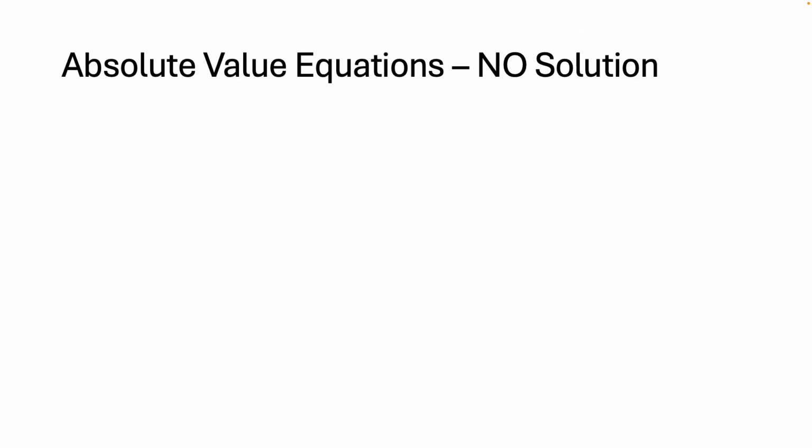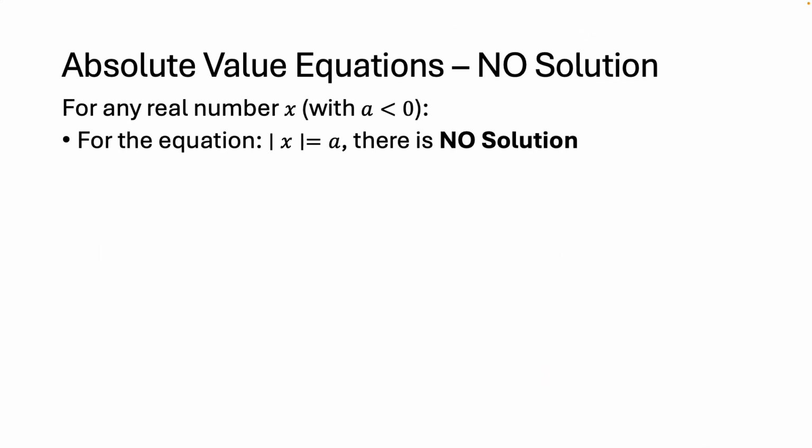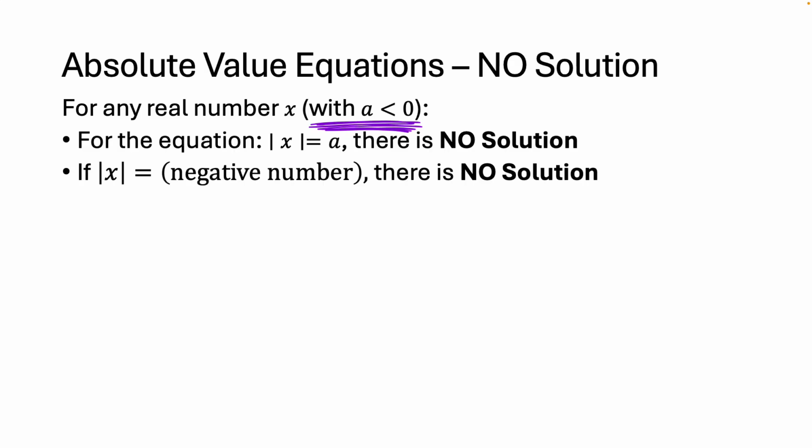And finally, there are absolute value equations with no solution. For any real number x with a less than 0, the equation absolute value of x equals a has no solution. You might be thinking this looks exactly like the equation from a previous slide. Why does this not have a solution? This one has no solution because in this case, a is less than 0 or negative. So I think a better way to rewrite this statement would be if you end up with the equation absolute value of x equals a negative number, there is no solution.